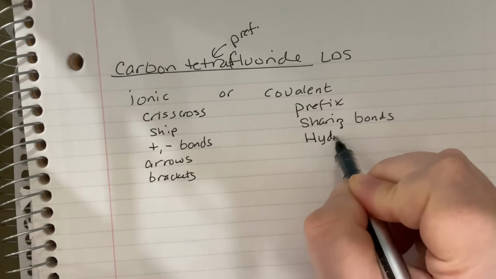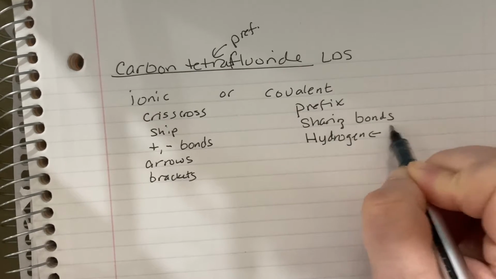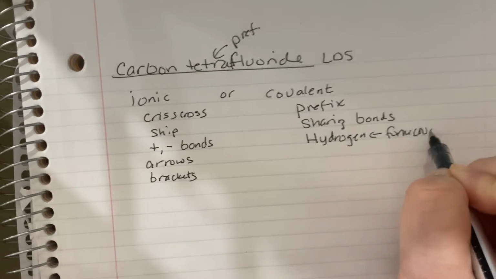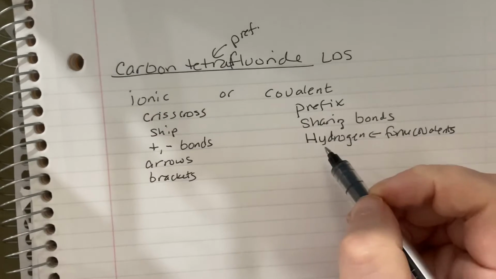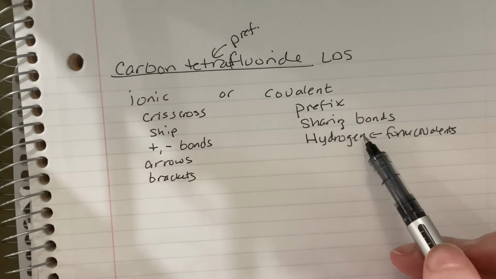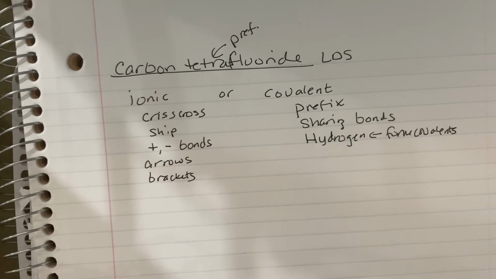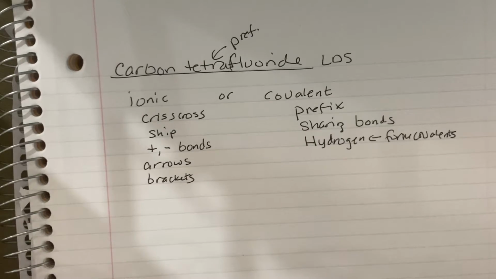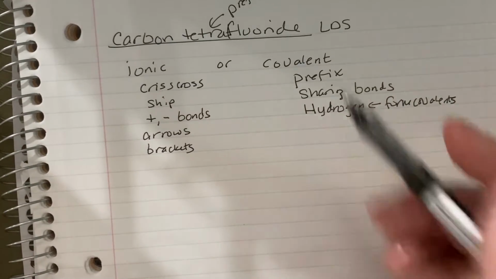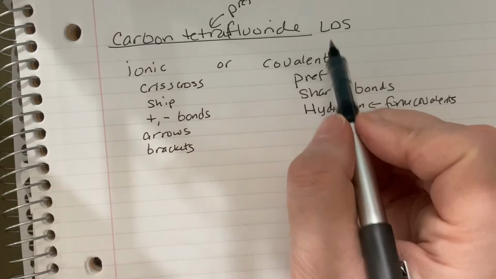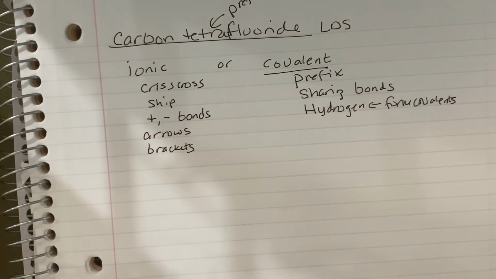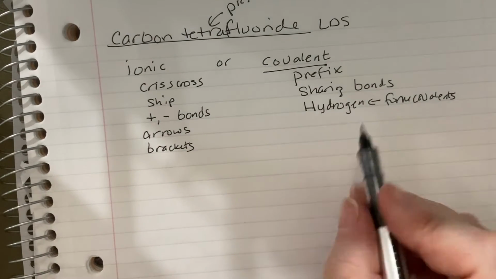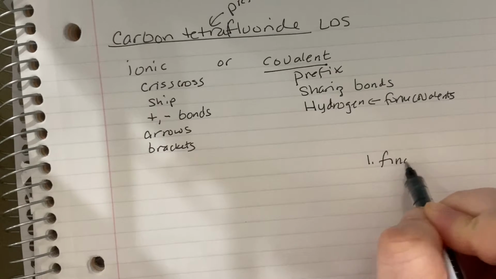If you see hydrogen, he's going to form covalence. Why? Because he only has one electron, so he is more stable in a covalent bond than in an ionic bond where he'd give away his only electron, because he won't have a full crown if he loses that. All right, so carbon tetrafluoride is covalent, so we're going to follow those covalent rules. Step 1, find the central atom.